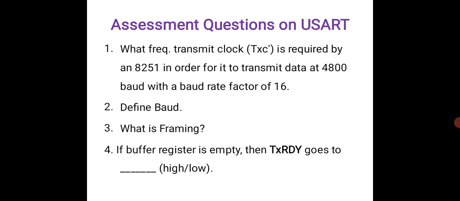And these are the possible assessment questions when considering the USART. They may ask you to find out what the transmitter clock is when you have the transmission data at a particular baud rate and the baud rate factor is this much, 16, 64, something like that. And they may ask you certain simple questions like what is baud, what is framing, and what will happen to this particular signal when it goes high or low. All these things will be asked.